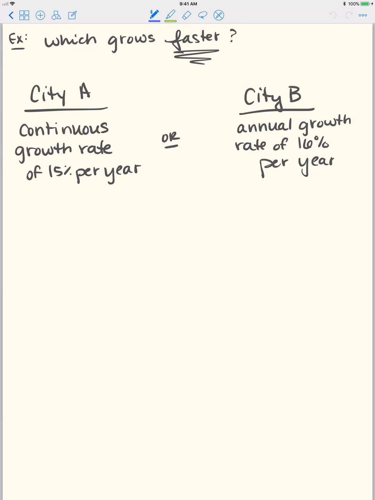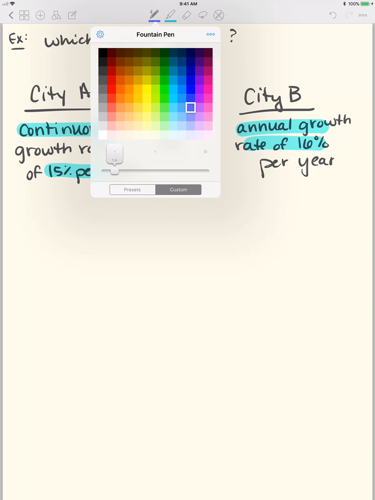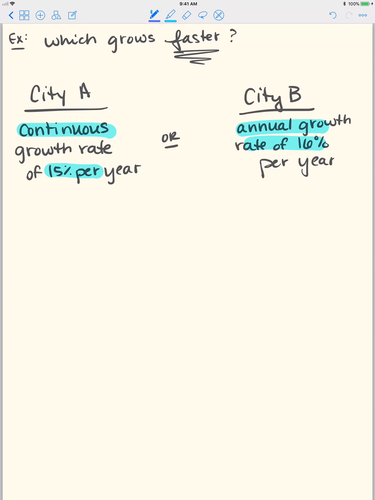So here's a question that asks you to compare two cities and be able to explain which one actually grows faster. So you have city A has a continuous growth rate of 15% per year, and city B has an annual growth rate of 16% per year. So the 16% per year annual is what we dealt with for the beginning of this. It just grows at 16% per year. 16% growth would be 1.16 as a growth factor when we created our exponential function.